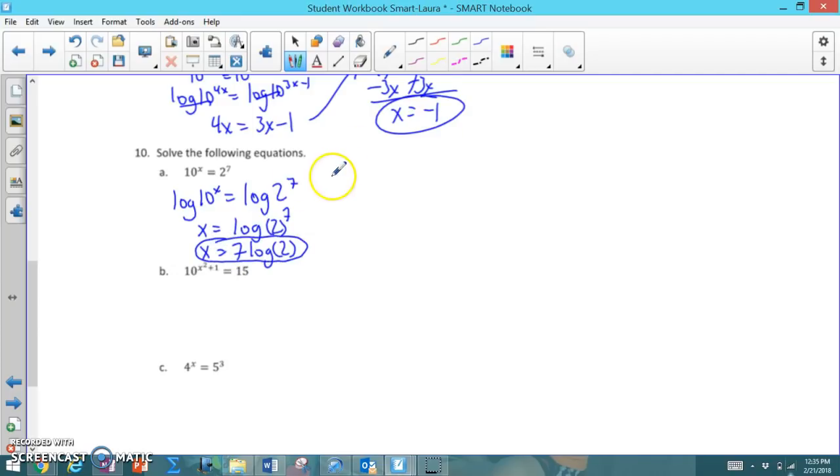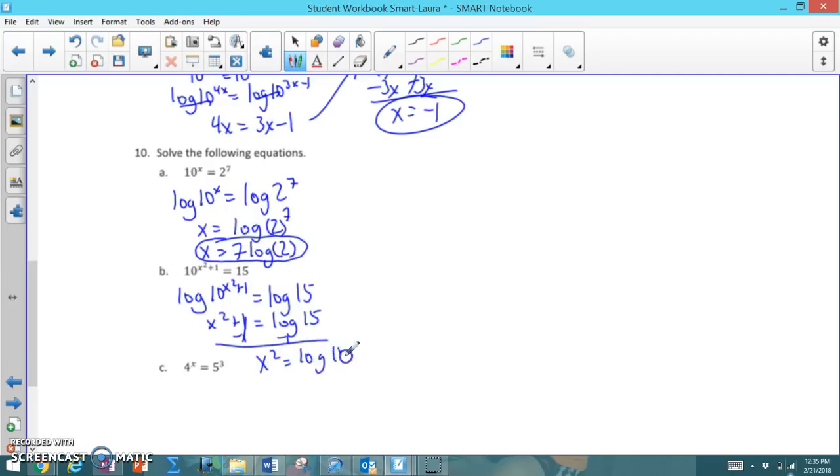So we don't always get a nice neat answer like we did in number 9, A, B, and C. Number 10, we see that if we log both sides, we get x squared plus 1 equals log of 15. Subtract 1. We get x squared equals log of 15 minus 1. To get rid of the square, I square root both sides, and technically when we do that, we get the positive and negative version of the square root of log of 15 minus 1, all under the radical.